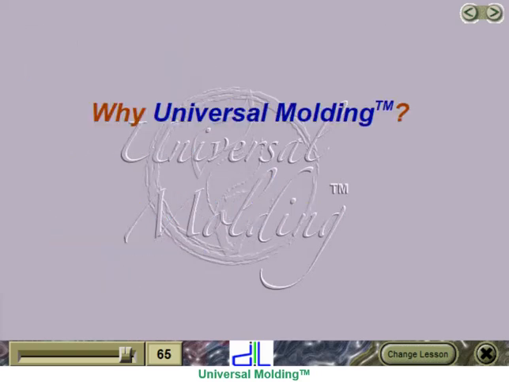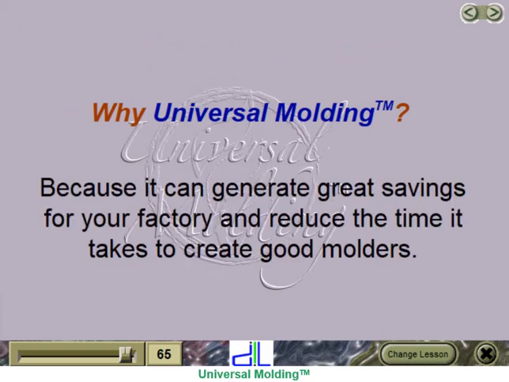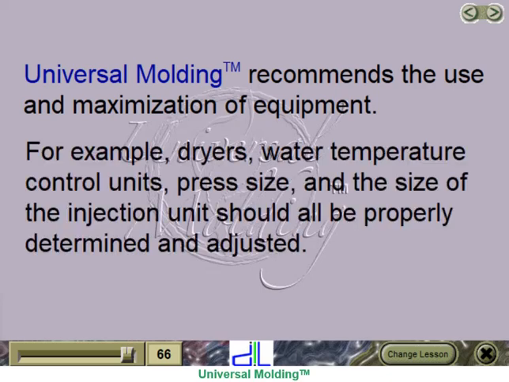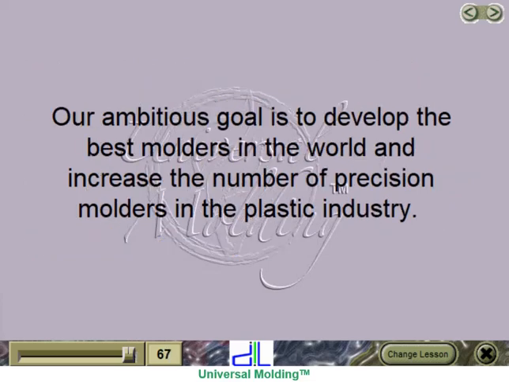Why universal molding? Because it can generate great savings for your factory and reduce the time it takes to create good molders. Universal molding recommends the use and maximization of equipment. For example, dryers, water temperature control units, press size, and the size of the injection unit should all be properly determined and adjusted. Our ambitious goal is to develop the best molders in the world and increase the number of precision molders in the plastic industry.